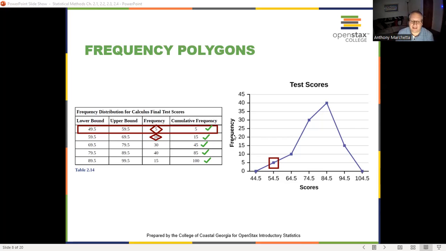So for the frequency polygon, the cumulative frequency is not used when you're coming up with the graph. The numbers of the graph actually come from the frequencies where I drew the diamonds. Then after you draw them, you connect them with dots, and then you have a frequency polygon.